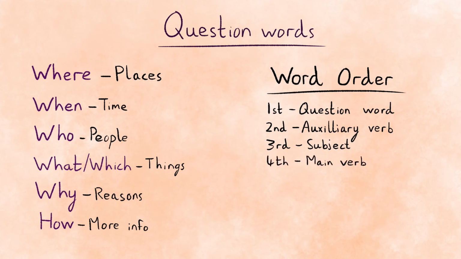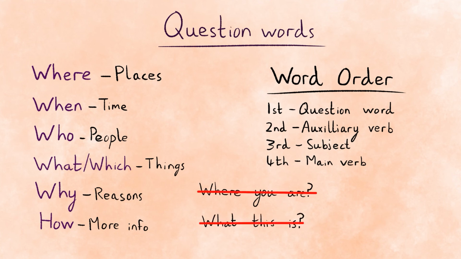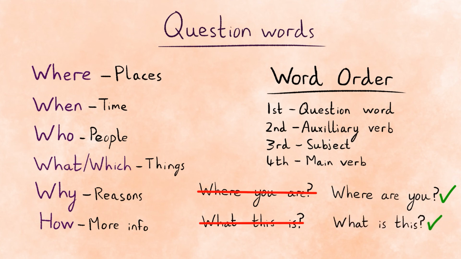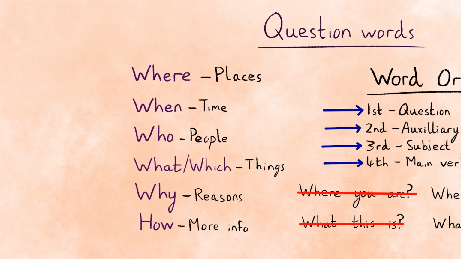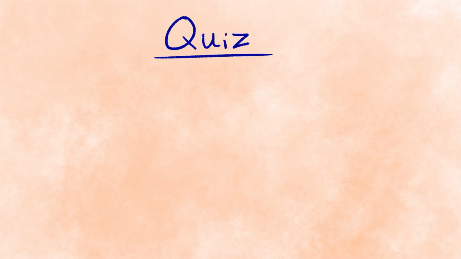This word order is important so the sentence makes sense. For example, it's very common for English learners to say something like where you are or what this is. But they should really say where are you or what is this. So remember, question word, auxiliary verb, subject, main verb. Now, let's see how many of our questions you can answer correctly.